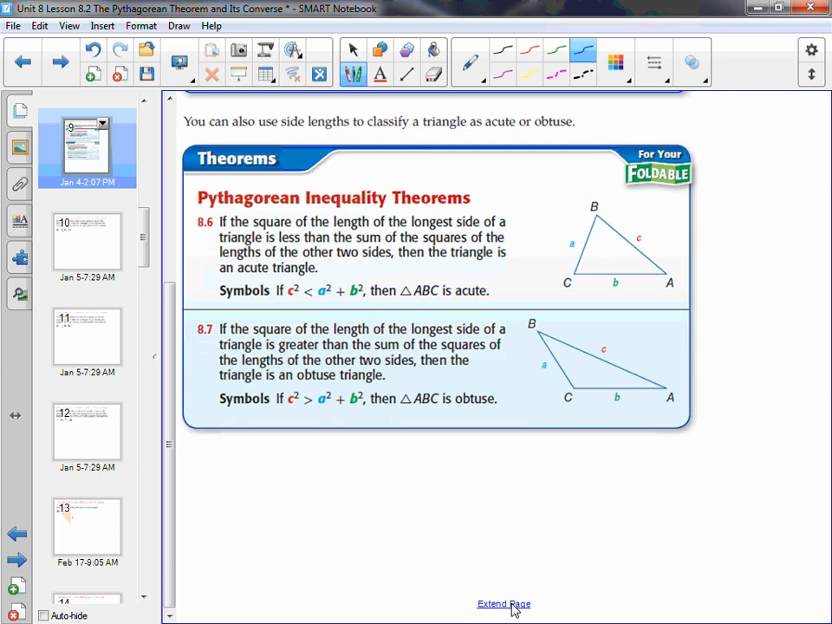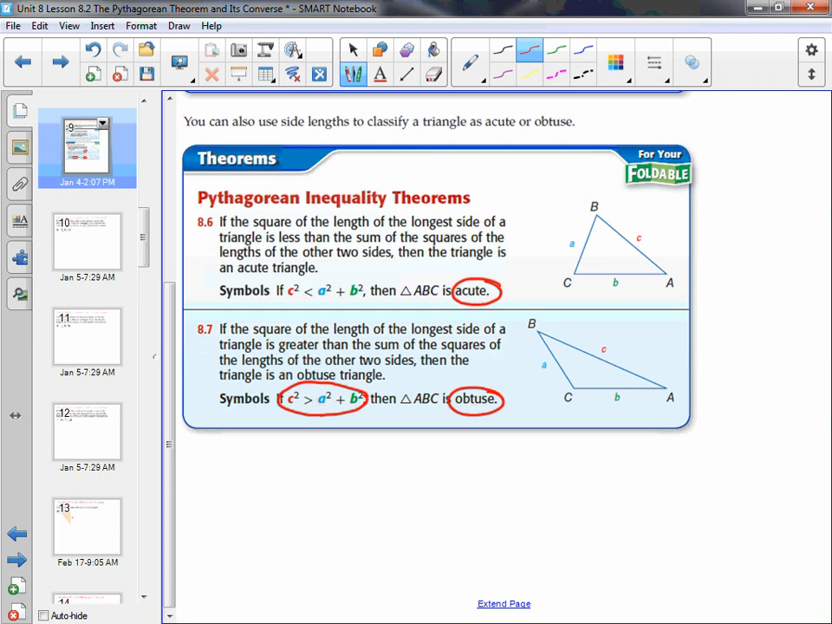If the square of the length of the longest side of a triangle is less than the sum of the squares of the lengths of the other two sides, in other words, if c squared is less than a squared plus b squared, it's acute. On the other hand, if c squared is greater than a squared plus b squared, it's obtuse.